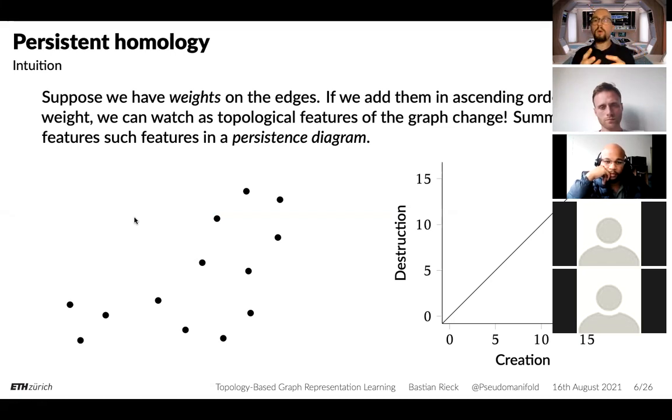And now if we add all the edges in ascending order of their weight, we can watch as the topological features of the graph change. So we start with a graph that has no edges at all, and we start adding edges one by one, and we always check to what extent the topological features of the graph change.